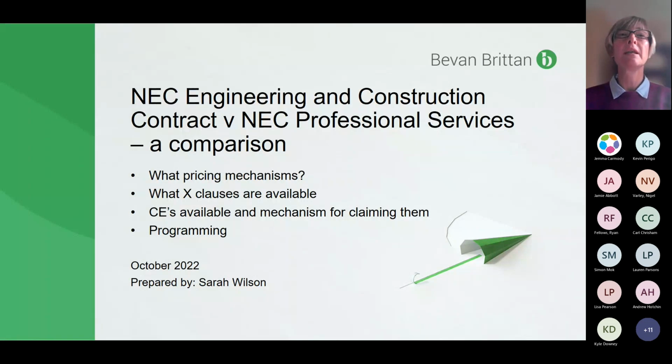These are the key things that we're going to look at. Basically, I'm going to be highlighting the differences. Why I hope it might be useful to you all is that I assume that at some point you will be carrying out design work, which will probably mean engaging some design consultants, possibly on an NEC professional services contract. And if you're doing work under the NEC engineering and construction contract, I would definitely recommend using the professional services contract for your consultants.